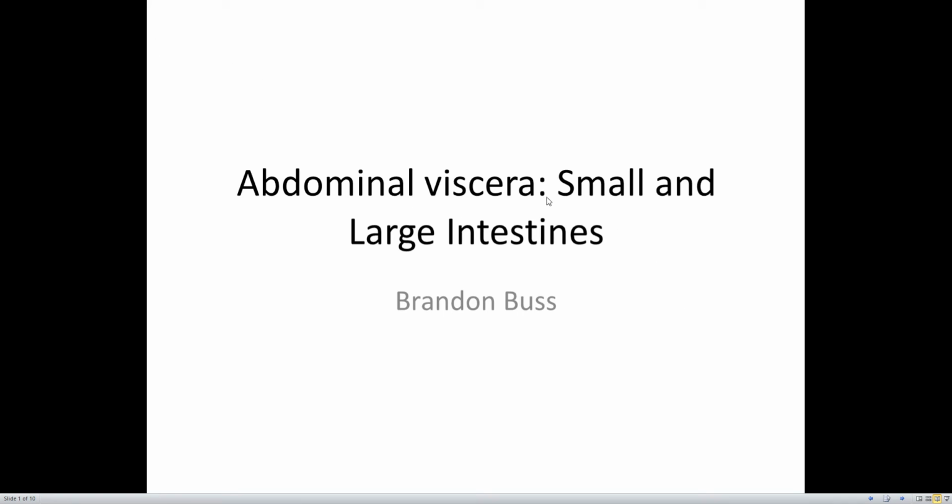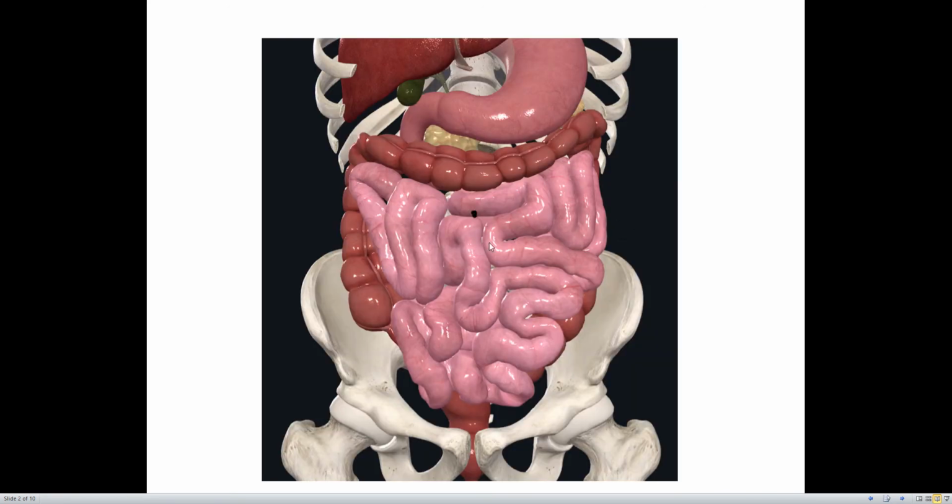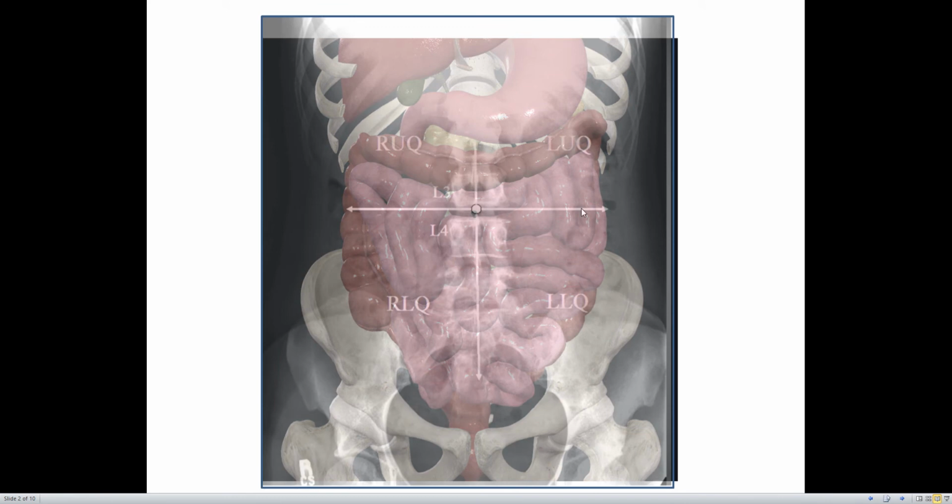Hello, I'm Brandy Buss. I'm going to talk about the differences between the small and large intestine when it comes to imaging the body. So here's a picture from Complete Anatomy. This black mark here is for the umbilicus so that we know where the different quadrants are in the abdomen. So that's found at the L3, L4 spinal level.